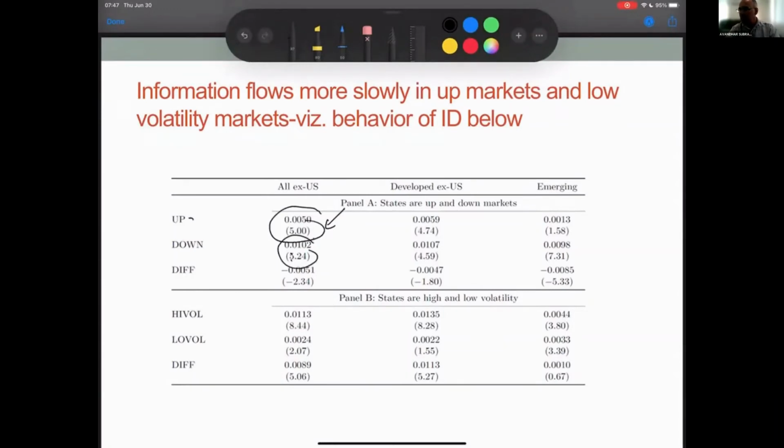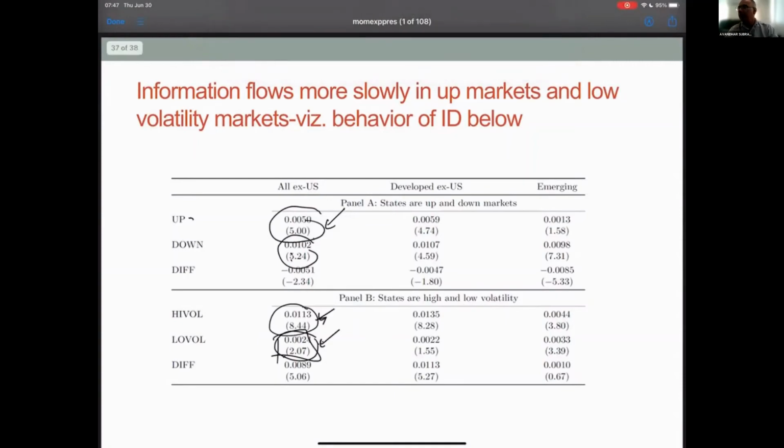That's also true for volatility. You can see that ID is lower in low volatility markets than in high volatility markets, which is consistent with the notion that there's more momentum in low volatility markets. So the behavior of ID actually mirrors the behavior of momentum here as well. So that's essentially the takeaway.